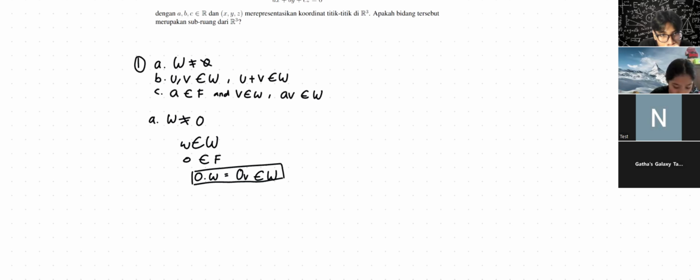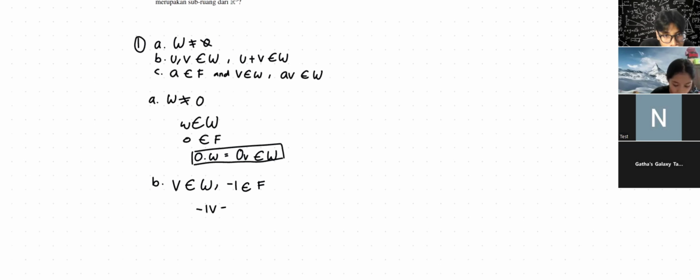Next, for each v, an element of W, multiplying with the scalar -1 from the field equals -1v, which equals -v, that is still in W. This proves that W is a subspace because it has an inverse that is also in W.